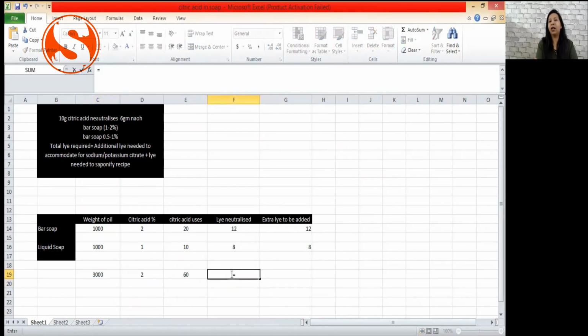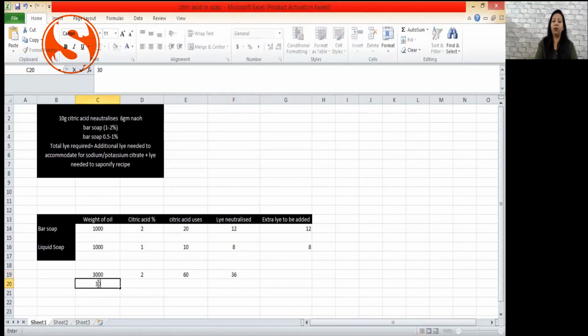Now, 10 grams is what you need. So the citric acid amount divided by 10, into the amount it neutralizes. In the case of sodium hydroxide we use 6 grams, and in the case of potassium hydroxide we use 8 grams. So ideally you need to add an additional 36 grams of sodium hydroxide.